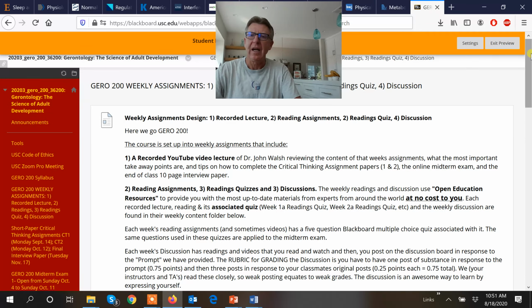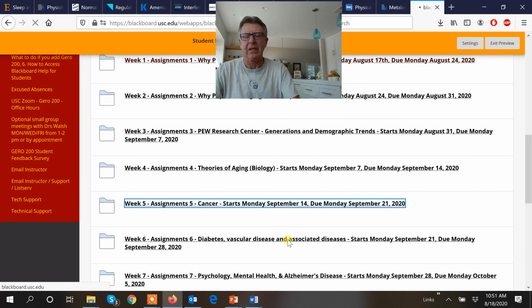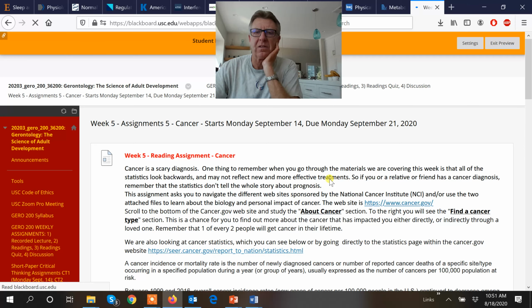There it is. Okay, and I can scroll on down like so. So yeah, I can do the same thing here. Right here, we can look at cancer. This is important. The cancer section is super important.